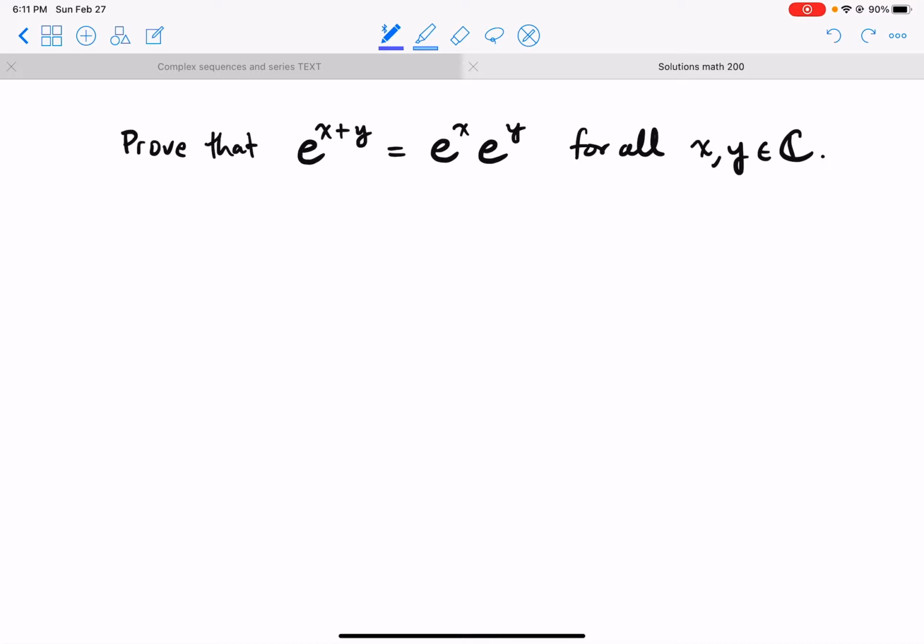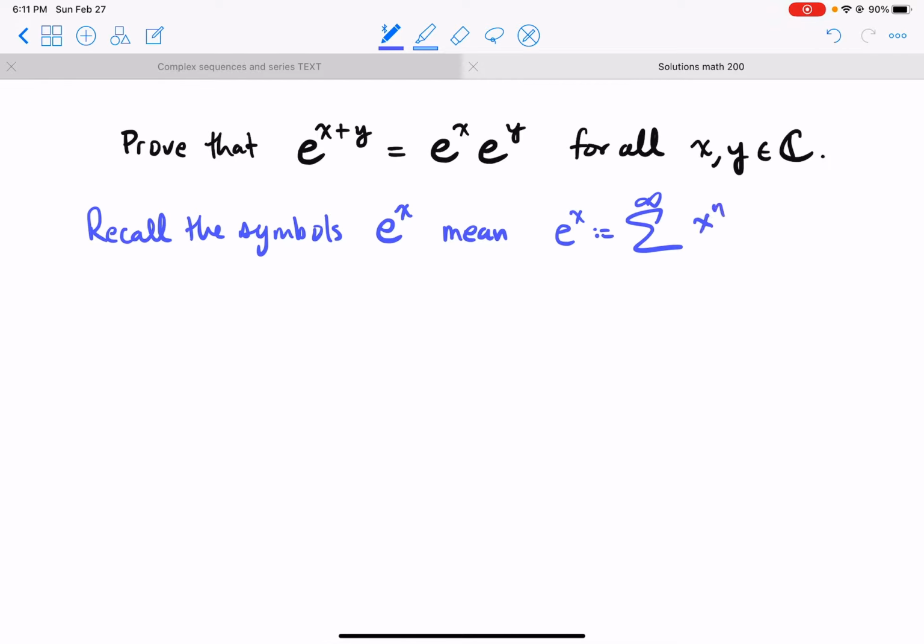Let's recall the symbols e to the x mean. By definition, this symbol means an infinite series, really a power series, x to the n over n factorial, n equals 0 to infinity. Okay, and so that's what we have to use to prove this.